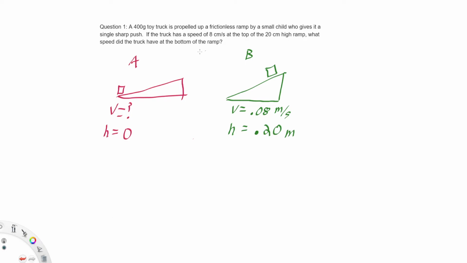Now, there are no external forces happening between A and B, so we get to say that the energy at A equals the energy at B. So at A, the energy is all kinetic. At B, we have partially kinetic and partially potential. The m cancels out of everything.